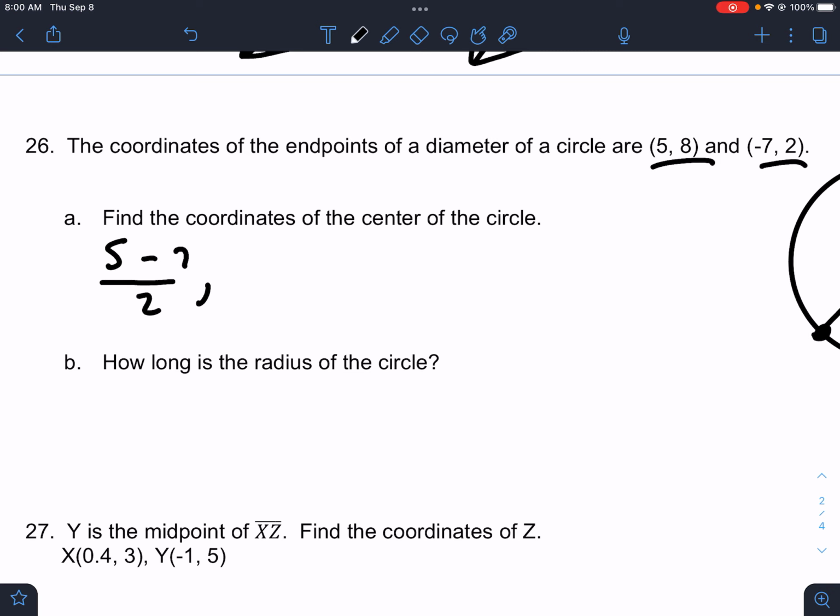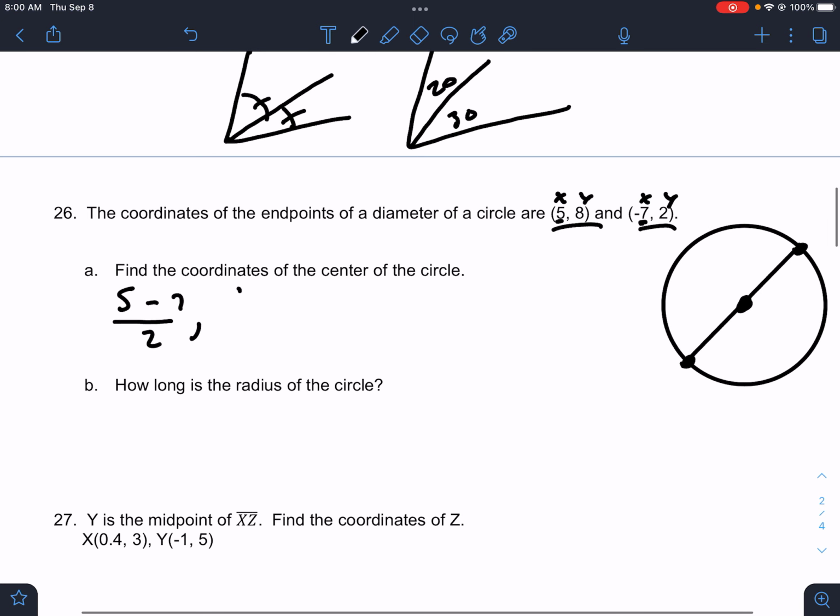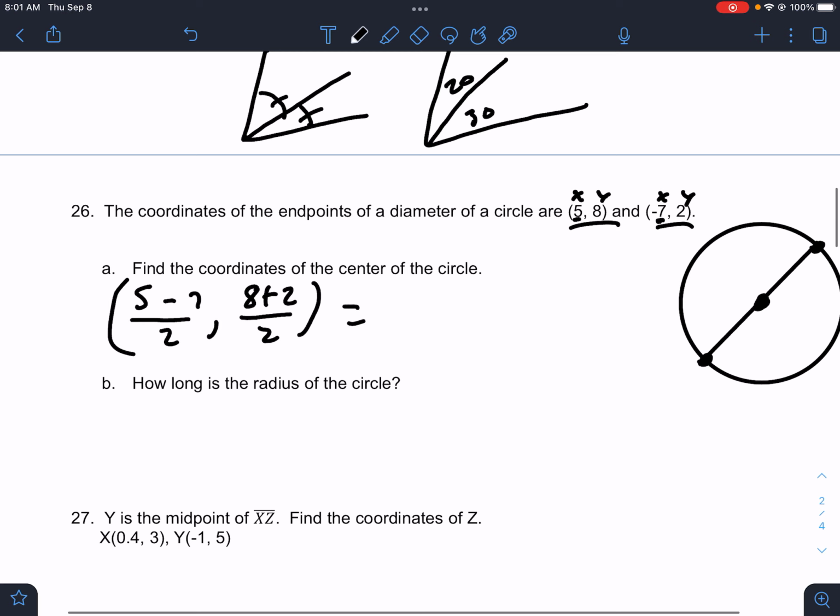and we're looking at just the x's, right? You can't do an x with a y. This is an x, this is a y. This is an x, this is a y. It's the middle x, we add them, divide by 2, and then it's the middle y. We add them, 8 and 2, and divide by 2. And what do we get when we add those and divide by 2? We get -1 and 5.